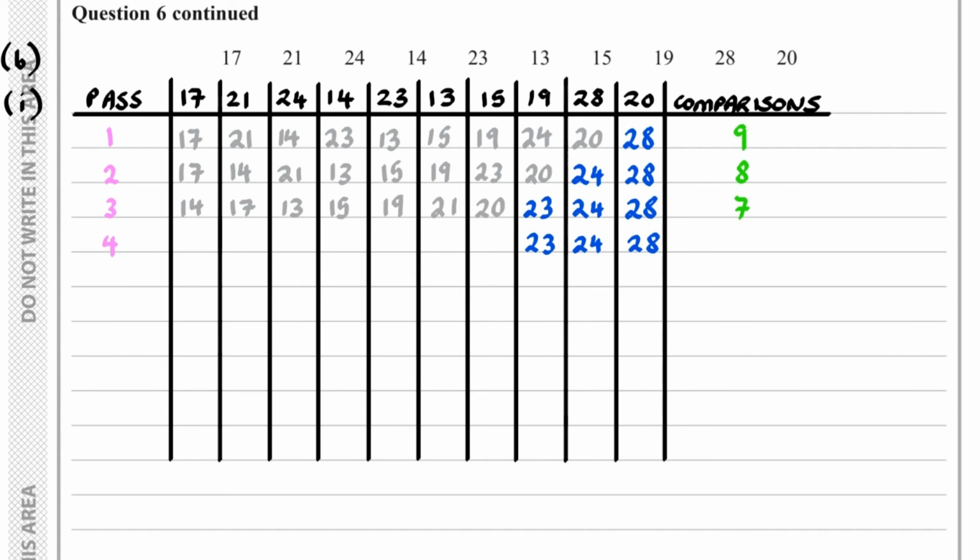For the fourth pass, we compare 14 with 17, 14 smaller. We compare 17 and 13, 13 is smaller. We compare 17 and 15, 15 is smaller. 17 and 19, 17 smaller. 19 and 21, the 19 is smaller. 21 and 20, the 20 smaller. So the 21 moves to the end over here. We made 6 comparisons.